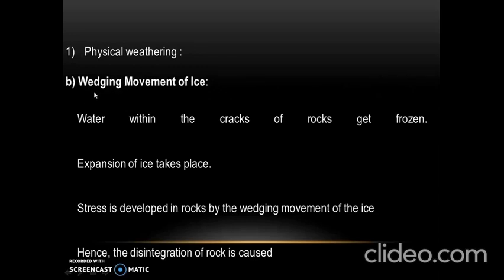Second type of physical weathering is wedging movement of ice. The water within the cracks of the rocks gets frozen, due to which there will be formation of ice, and there will be expansion of ice over a period of time, due to which there will be development of stress in rocks by the wedging movement of the ice, and hence there will be disintegration of the rock.